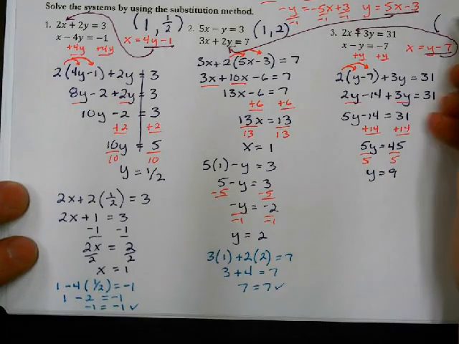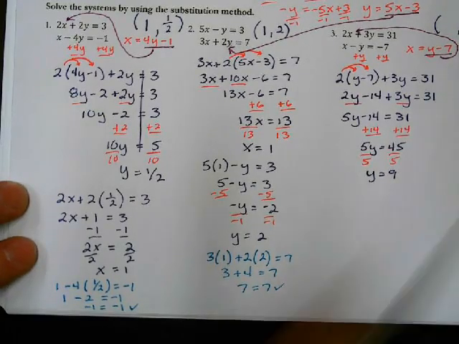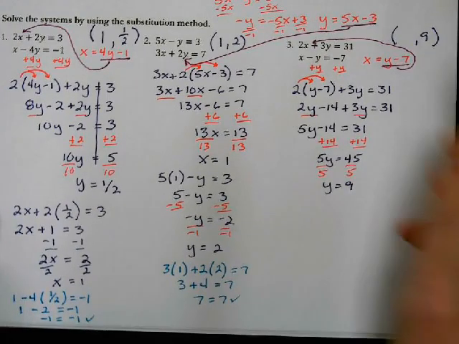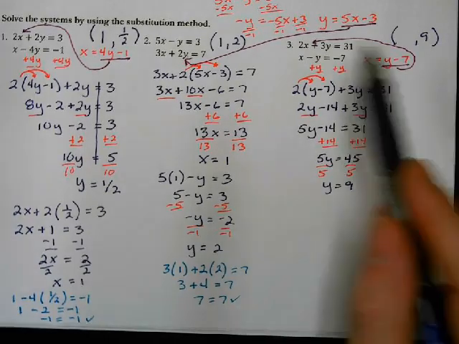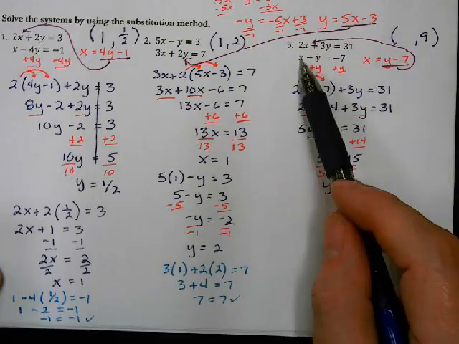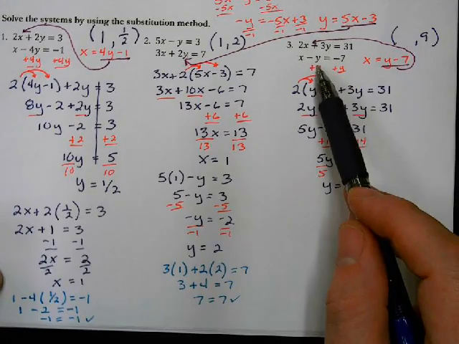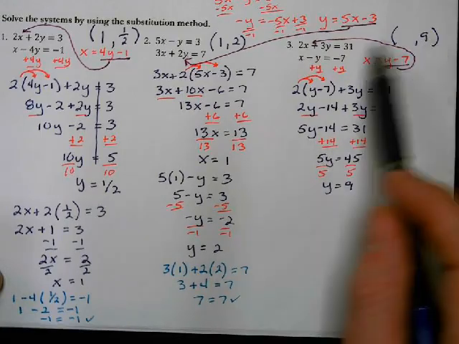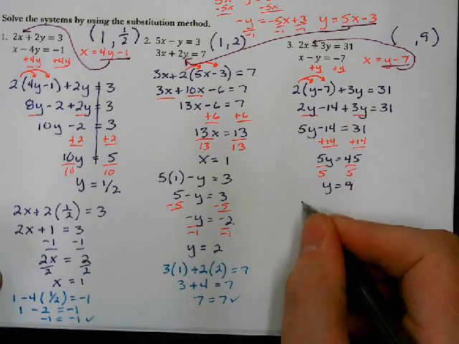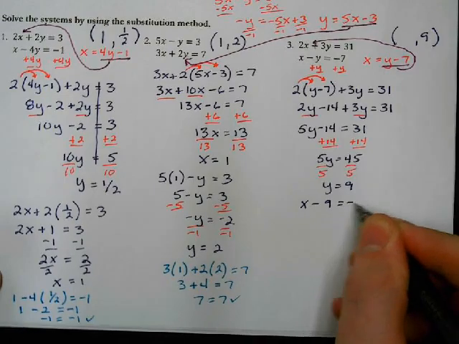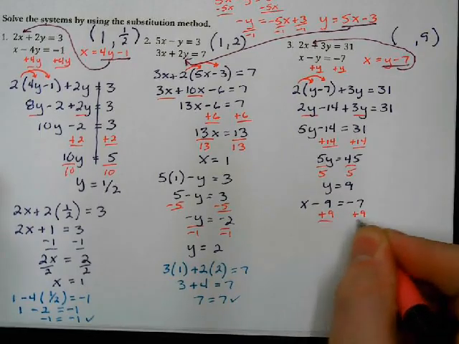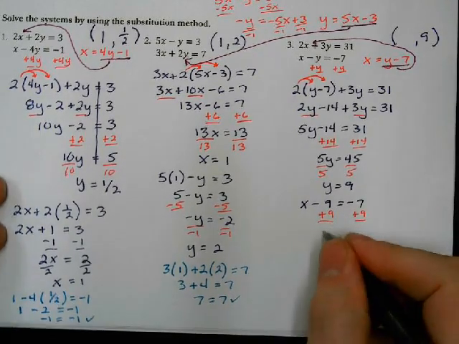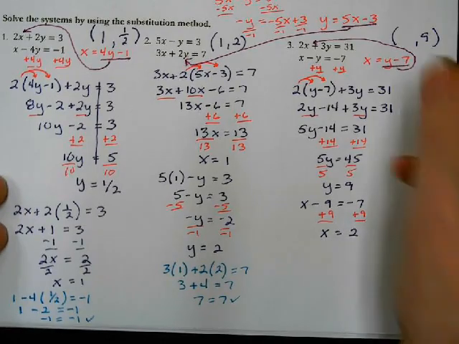I just need to know what the x value is. So now I'm on step 4. I substitute to find the other variable. Now I get to pick which equation. We're going to use the original equations. I'm going to use the bottom equation right here. So I'm going to do x minus 9 equals negative 7. At this point, I would add 9 to both sides. Well, this was easy. I get x equals 2. So I believe my answer is 2, 9. I don't know that's my answer.